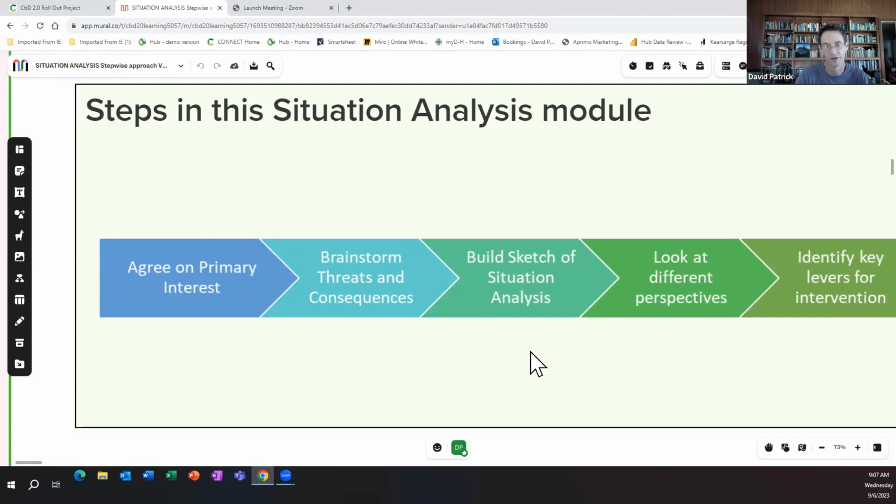The middle point here, building this sketch of this situation analysis, is where your facilitator and you are going to spend a lot of your time together. This probably accounts for about two-thirds of the total time.